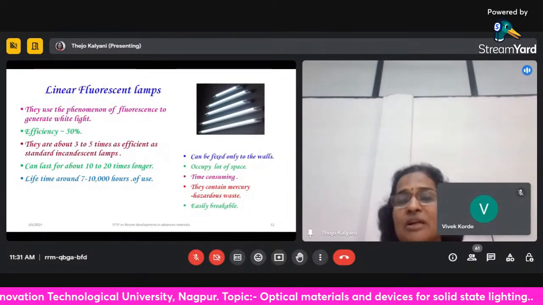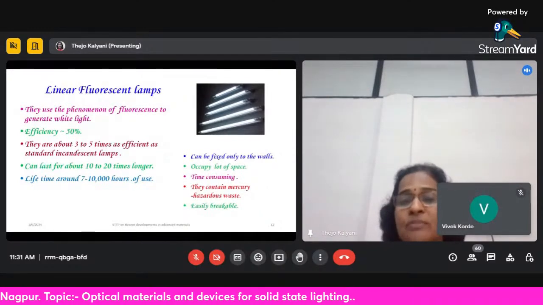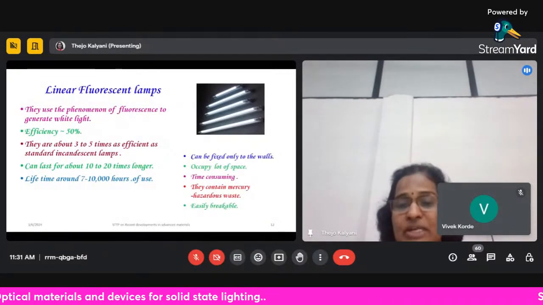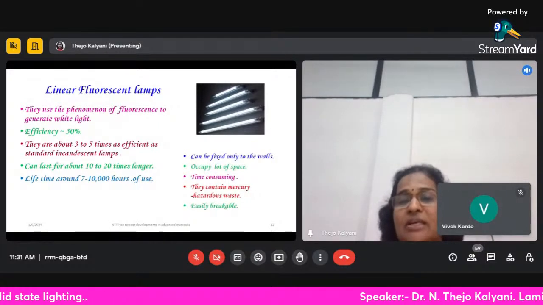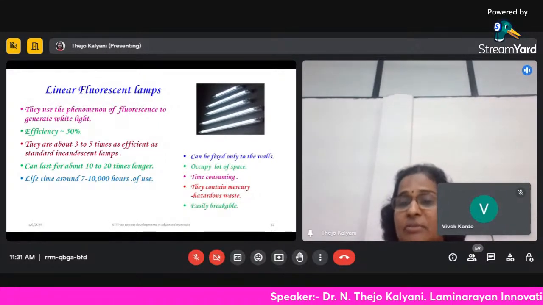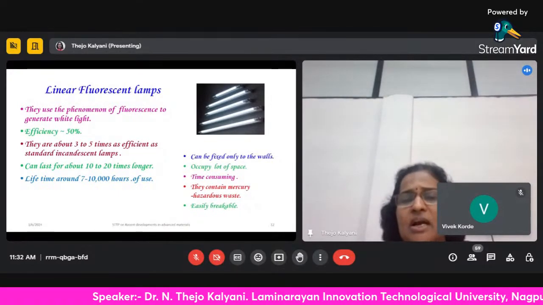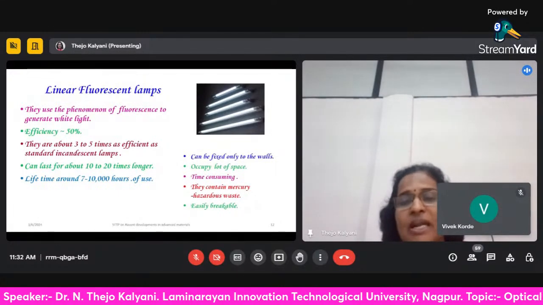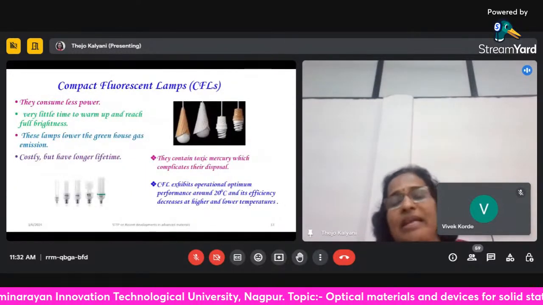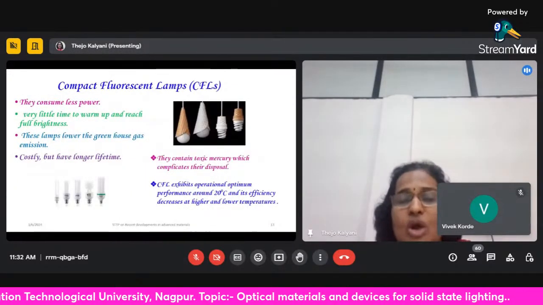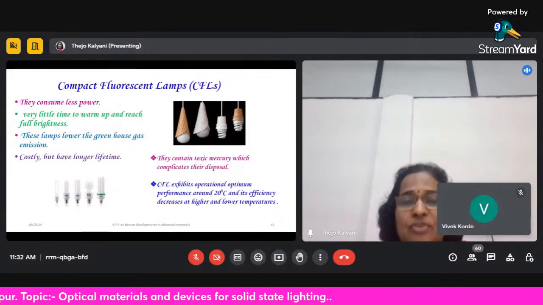Even the bulbs contain mercury, and if its lifetime is out and we try to dispose of it, you have mercury in it, which is hazardous to the environment, a waste which creates an environmental hazard. Hence these are not a preferable form of lighting, and they are also easily breakable. So the next evolution, to solve the problem of space, was the compact fluorescent lamps.